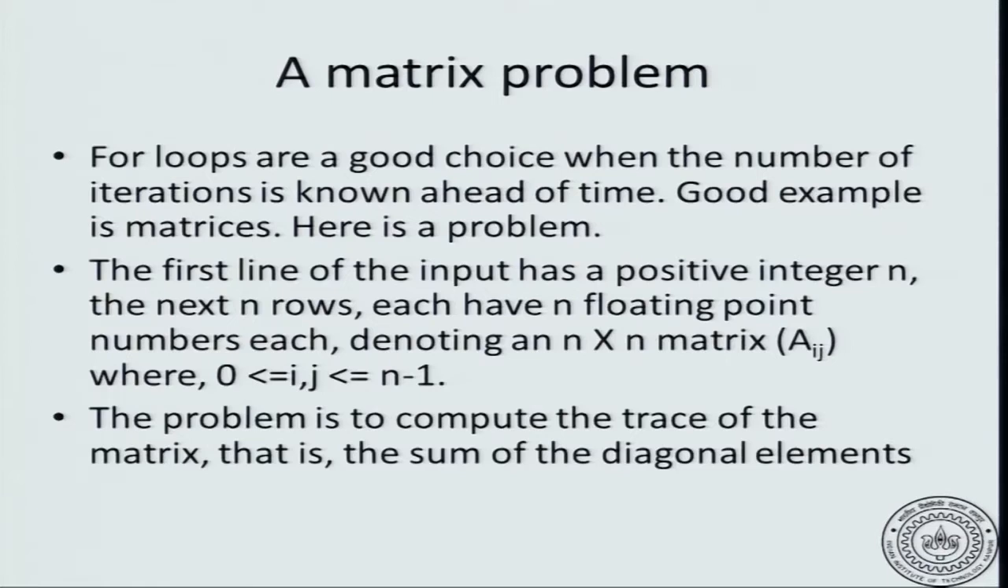Now the problem is to compute the trace of the matrix. The trace of the matrix is the sum of the diagonal elements. So it is defined as summation from i equal to 0 to n minus 1 of A sub i i. Notice that the matrix row indexing starts from 0. Similarly, the matrix column indexing also starts from 0. So let us write a C program to solve this problem.